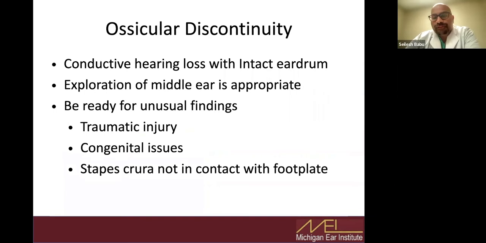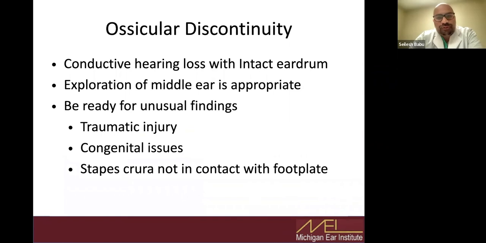So I think when you have an ossicular discontinuity and you're going to explore the ear, I think it's very appropriate. You have to be ready for unusual findings. You have to look for any traumatic issues that may have caused some unusual ossicular connection issues. There can be congenital issues that you have to look for.